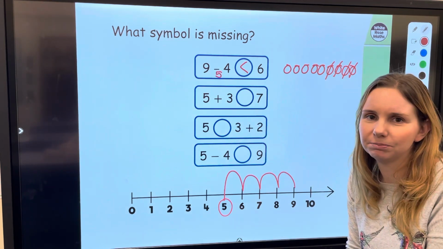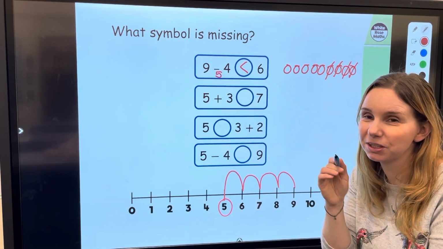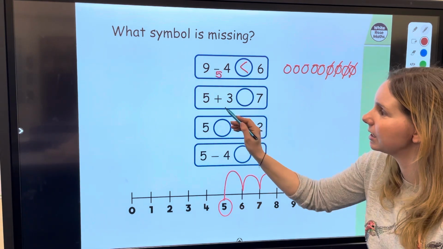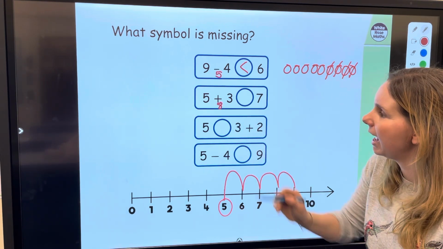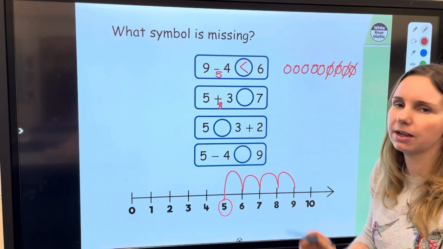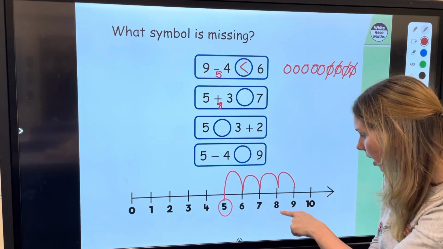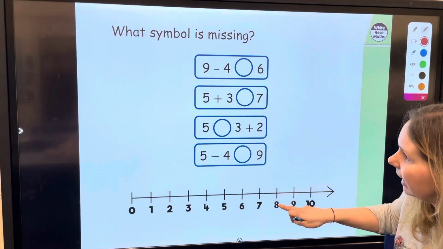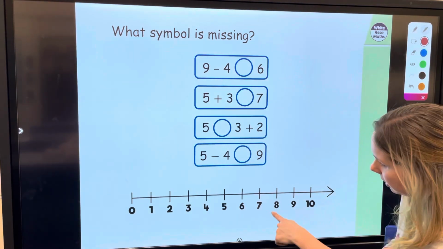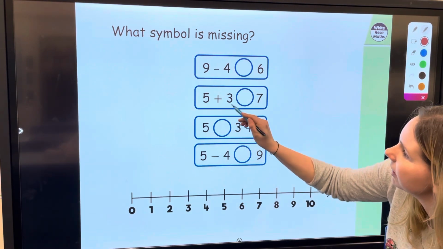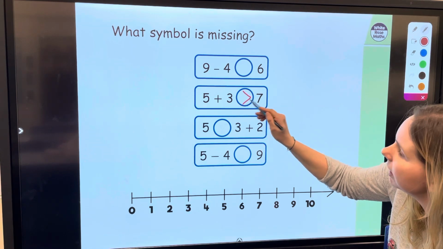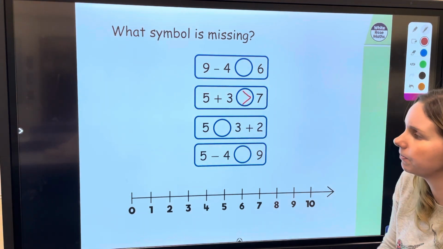5 add 3. We should know this because we've been doing a subtraction similar. I know it's 8. 8, 7. Think about where the number 8 comes and where the number 7 comes. Well, I know that looking at my number line, 8 comes after the number 7. So 8 is greater than 7. 5 add 3 is greater than 7.